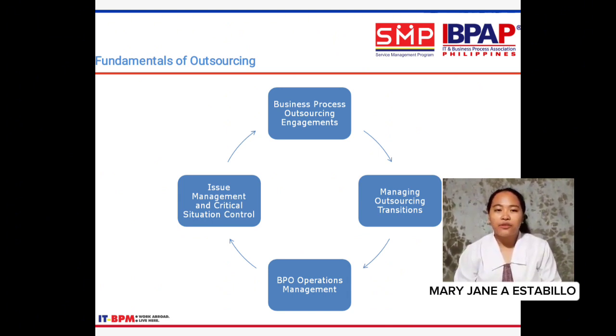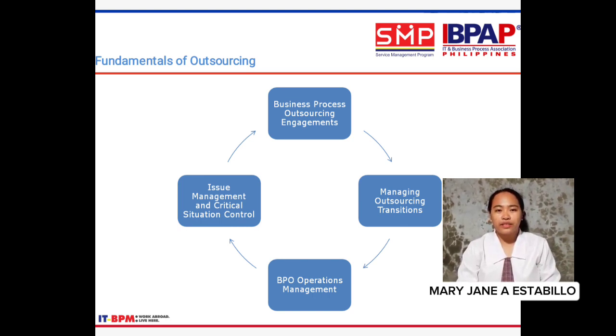Second, managing outsourcing transitions. This stage is the process of transitioning the tasks, activities, and processes from a client to the service provider to achieve a successful business relationship. Third, BPO operations management. This is the process of managing the following operational areas: performance management and analyzing productivity and control. And the last stage is issue management and critical situation control.